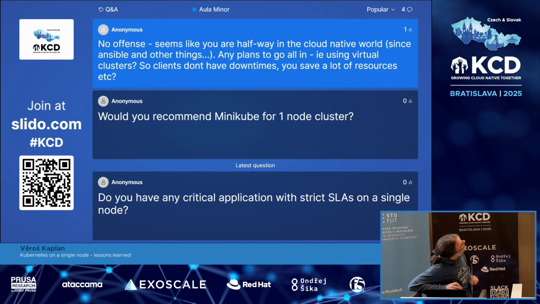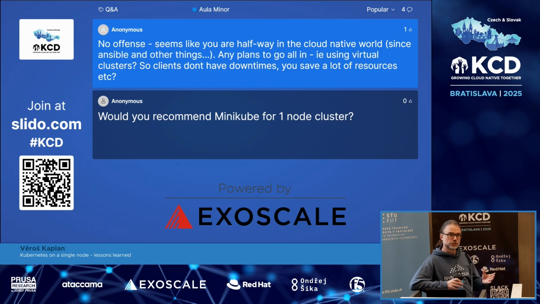We are halfway in the cloud-native world. Okay, no offense. It seems you are halfway in the cloud-native world, since Ansible and other things. Any plans to go all in, using virtual clusters so clients don't have downtimes, you save a lot of resources, and so on?